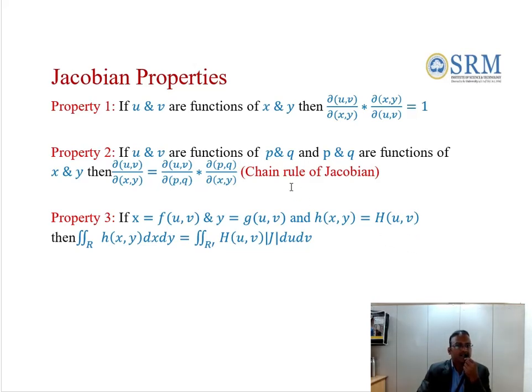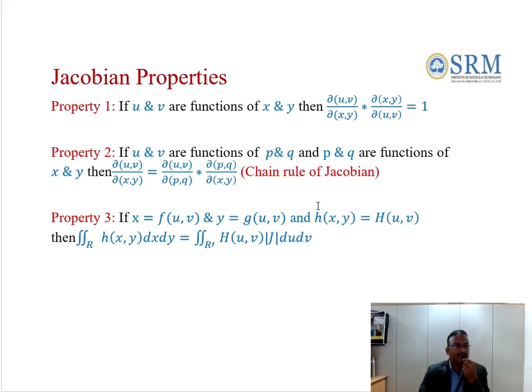Next one is the chain rule for Jacobian. If u and v are functions of p and q, and p and q are functions of x and y, then the Jacobian of u and v with respect to x and y is equal to the Jacobian of u and v with respect to p and q times the Jacobian of p and q with respect to x and y. That is called the chain rule. It is similar to the one variable formula.